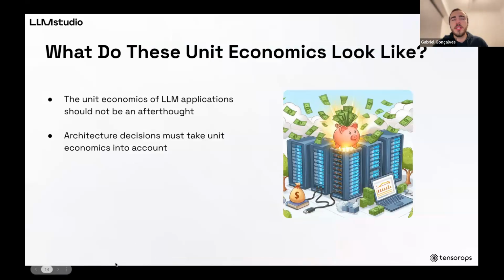So essentially the mistake made here was that we didn't take this into account at the beginning. We need to understand that the economy is important from the get-go, so that we don't have to go back on our decisions and look for a cheaper model because we realized at the end that it wasn't economically viable. So architecture decisions must take unit economics into account from the get-go.